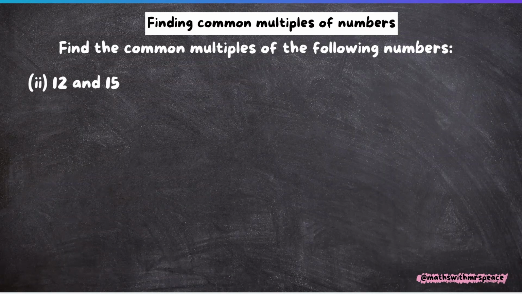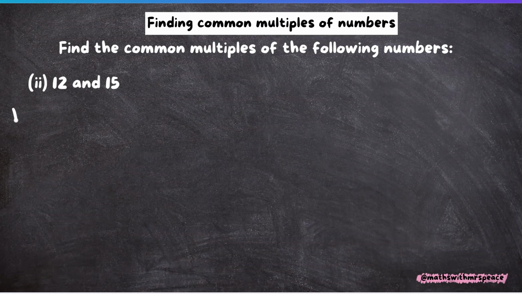So here is another example for us. Find the common multiples of 12 and 15. And just like we did in the previous example, we're going to go ahead and list the multiples of 12 and also list the multiples of 15. And then we're going to identify their common multiples as well. So I'm going to start all the way over here to make sure I have enough room to list at least the first 10 multiples.